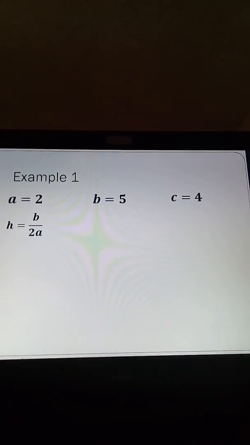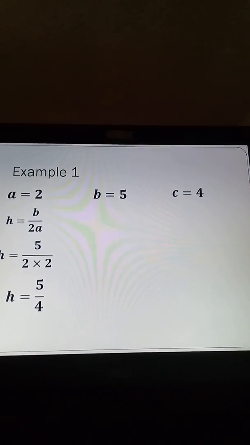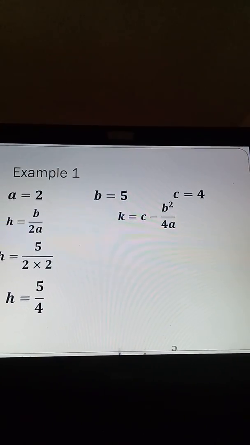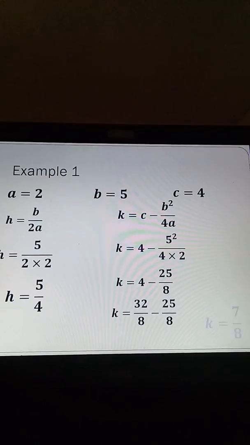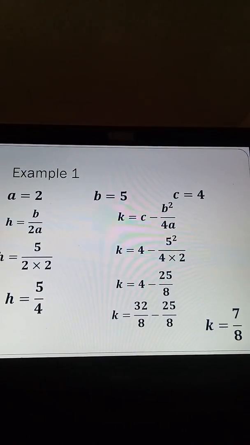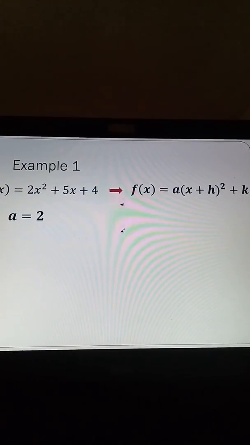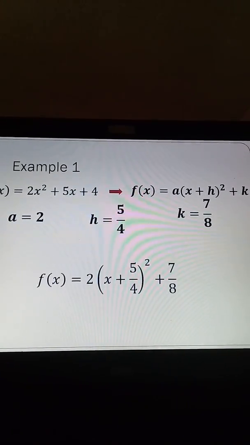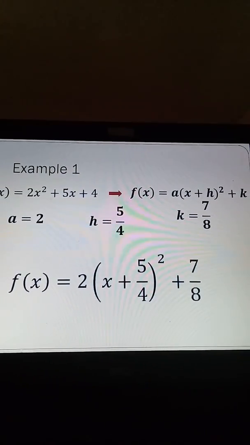Substituting in the formula for h, h will be equal to 5 over 4. Substitute it in the formula for k, simplify, and k is equal to 7 over 8. So we have found the values for a, for h, and for k. So just substitute it in the formula, and that's it. That's the final answer.